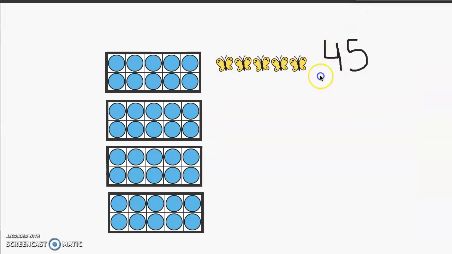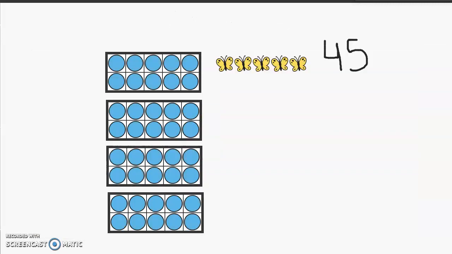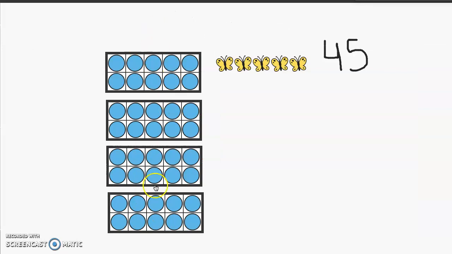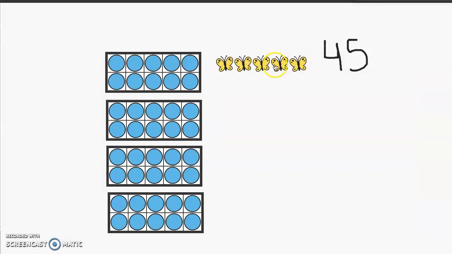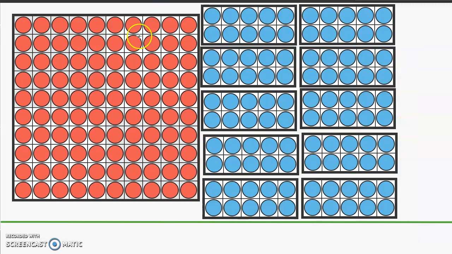That is 45. They would look back at the two 100s blocks and notice that they cannot take 45 away because there are no tens. These are the tens blocks, and there are no singles, no ones here. So they will then take away one 100s block and make it 10 tens blocks like this.